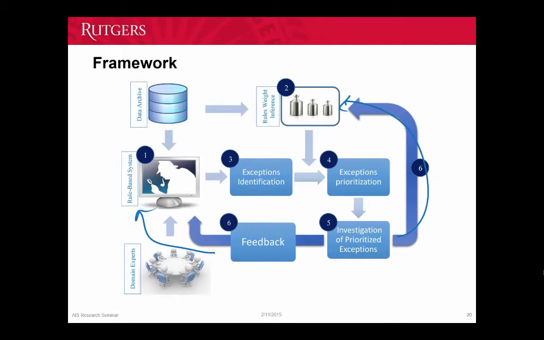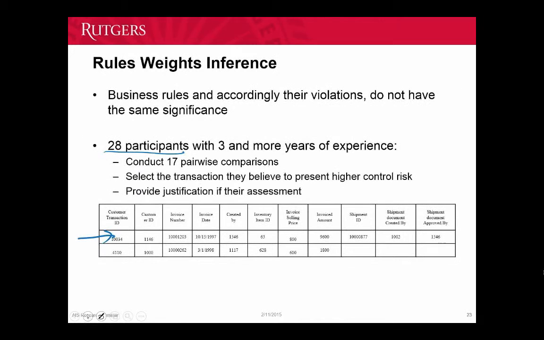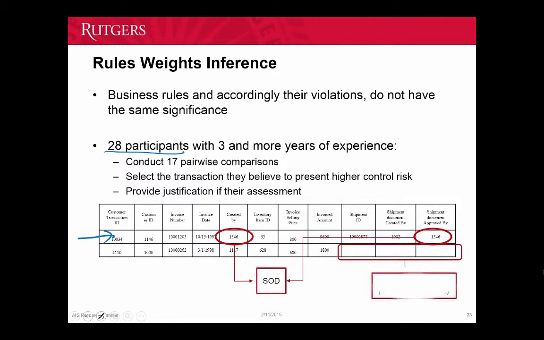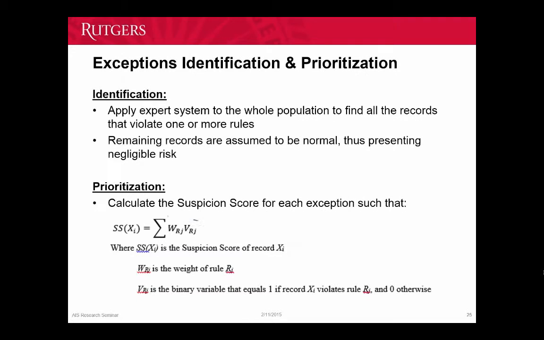So let's say that you had a rule that did not have any weight at that point. Basically, the auditors did not care about it, or they found it not risky. At that point, you remove that rule completely and you include something else instead. Now, this is the suspicion score. It's simply the weight of the rules that were violated.